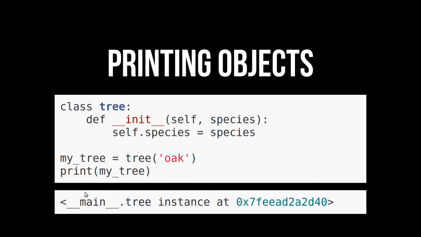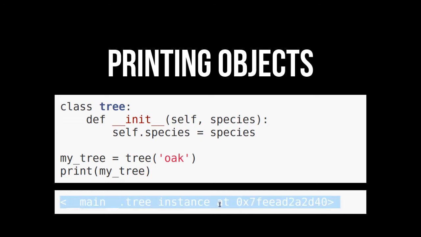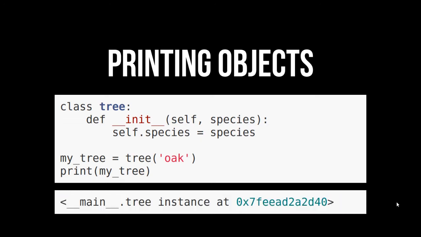Printing objects is a little bit different though. Here we go, we're going to create a class called Tree, and we're going to give it a species here. If we want to print that out, you get this though. It's not very helpful. I don't know what that actually necessarily is. I know it's an instance of something.